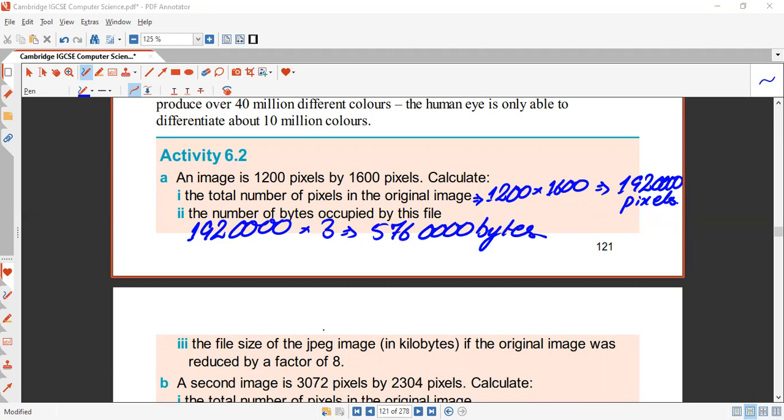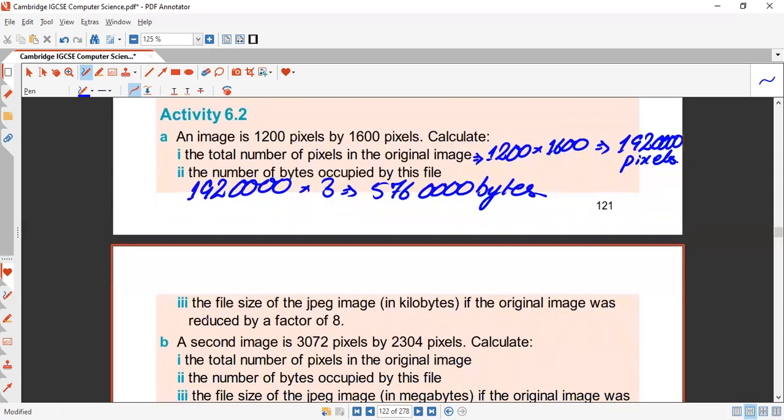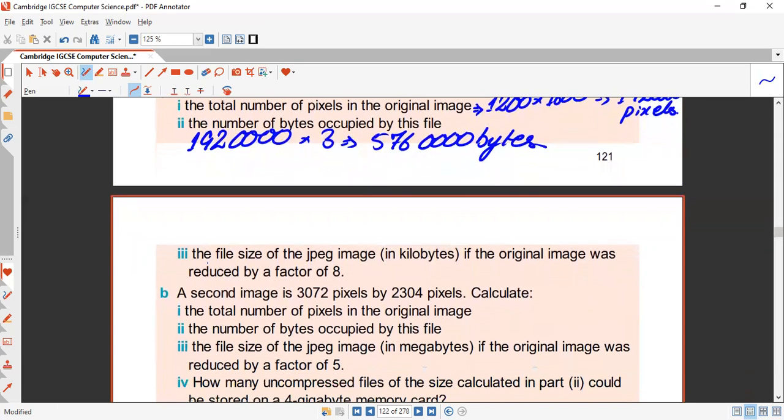Okay, now moving ahead, is this point clear? Rayan, clear? Now the third part, the file size of the JPG image in kilobytes. The original image was reduced by a factor of 8. Reduced by a factor of 8 means that you have divided it by 8. First of all, you can simply convert bytes into kilobytes. To convert bytes into kilobytes, you need to divide by 1000.